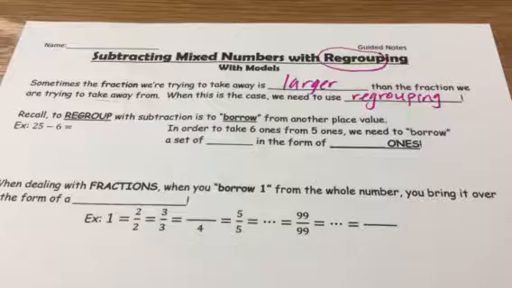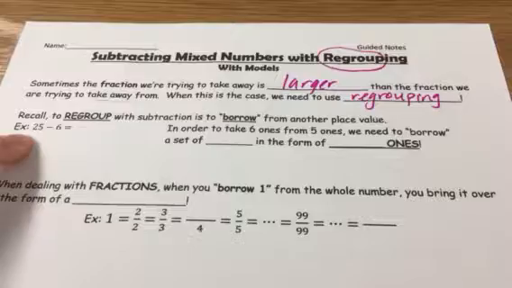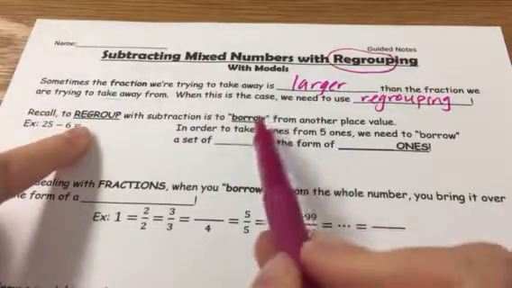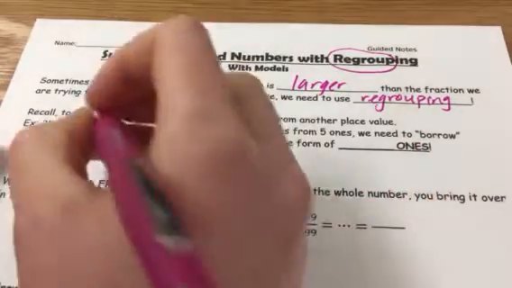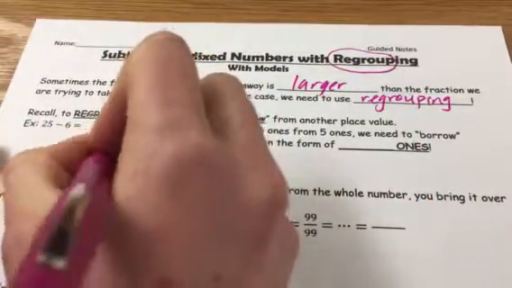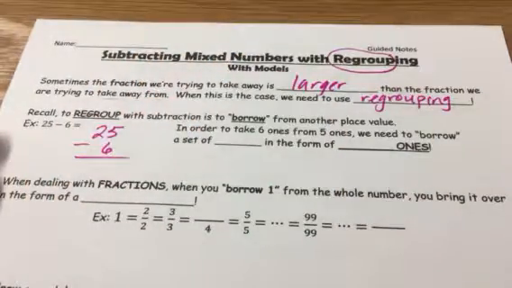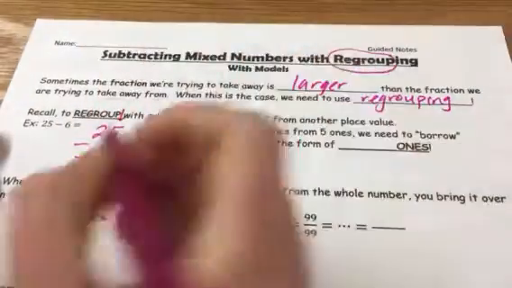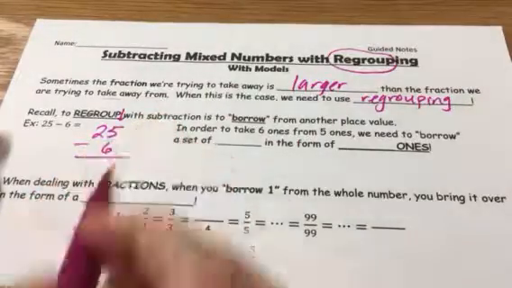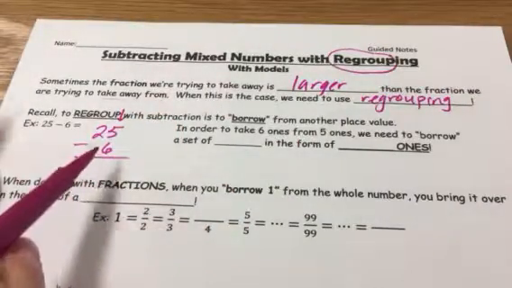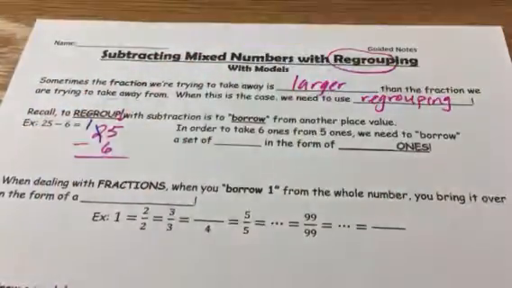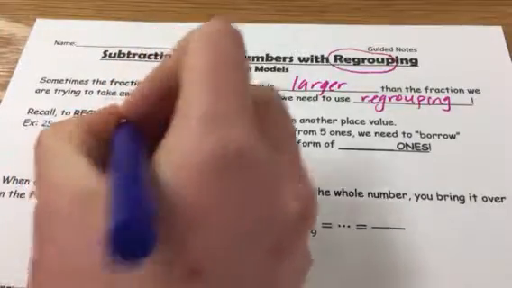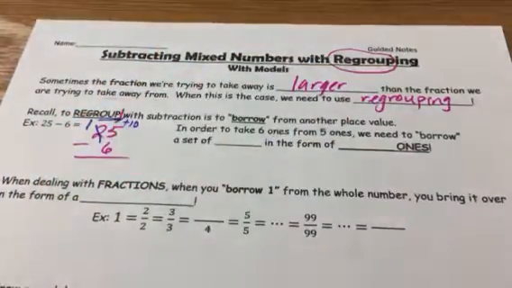So let's talk about regrouping in general. This is not a new idea to you. Let's talk about it with whole numbers. Remember, to regroup with subtraction is to, quote unquote, borrow from another place value, but you're keeping the value the same. If I were to set this up vertically, this would be 25 minus 6. We start in our ones digit and realize I can't take 6 from 5 because I don't have enough. So I go next door and borrow a set of 10. When I bring that 10 over, I'm bringing it over in the form of 10 ones.